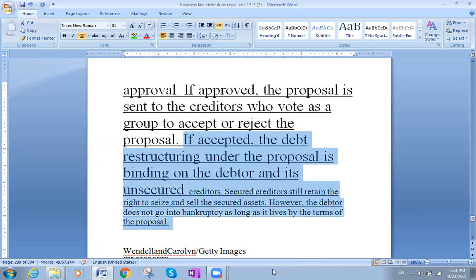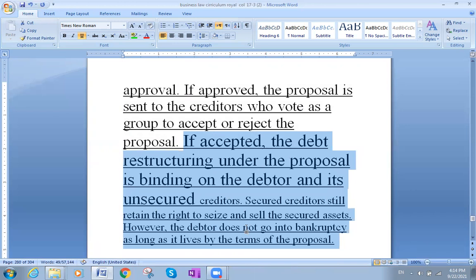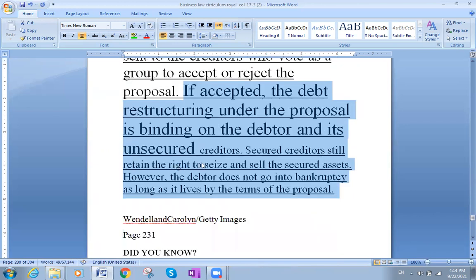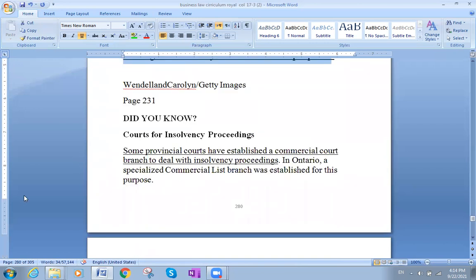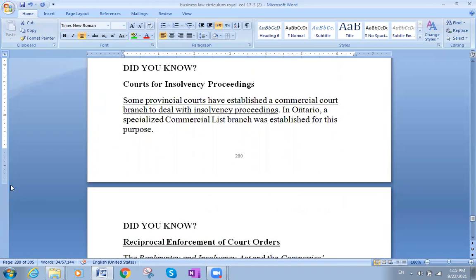If accepted, the debt restructuring under the proposal is binding on the debtors and the unsecured creditors. Secured creditors still retain the right to seize and sell the secured assets. However, the debtor does not go into bankruptcy as long as it lives by the terms of this proposal. As long as the proposal is there, there is no bankruptcy. Bankruptcy will start when everything has collapsed and I'm not able to pay the $1,000 or more on the date due. I took from you $1,000 or more, and I cannot pay you anymore.